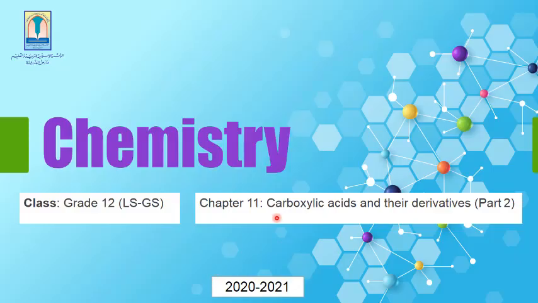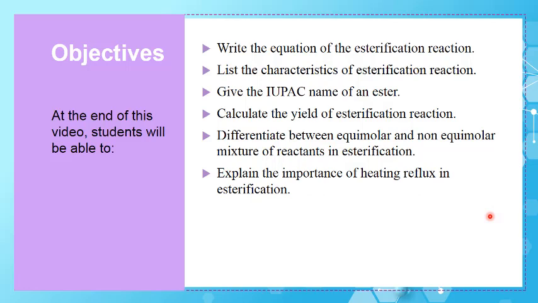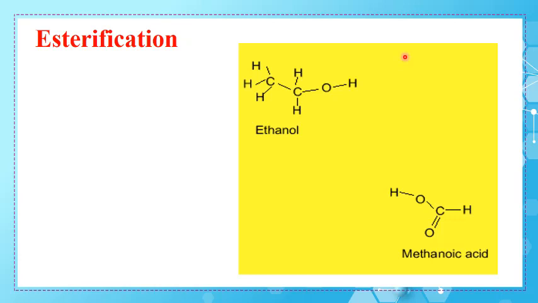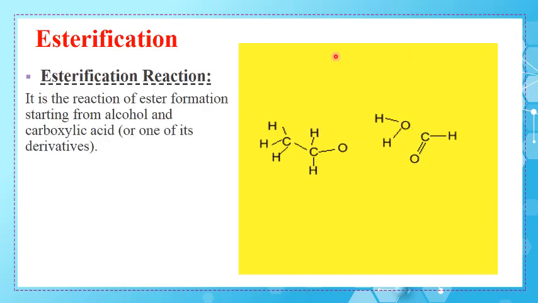I'll be explaining Chapter 11, Carboxylic acids and their derivatives, Part 2. I will not list the objectives, but I want to tell you that the main idea in this lesson is the esterification reaction, and all that comes here is something related to this reaction that we have to study in detail. So this is why let's start by defining the esterification reaction.